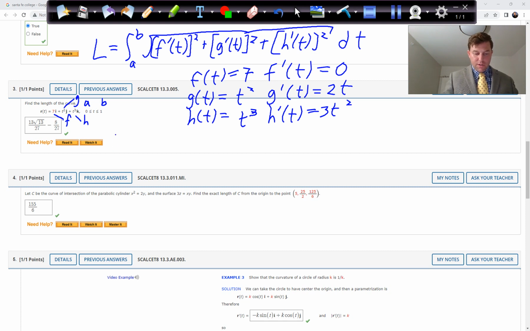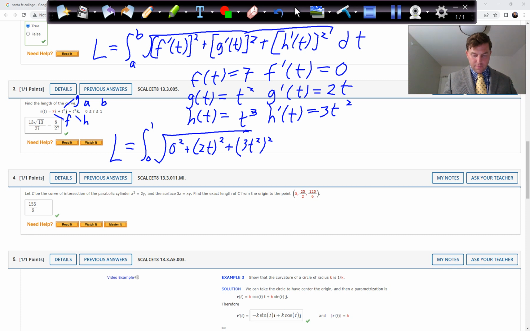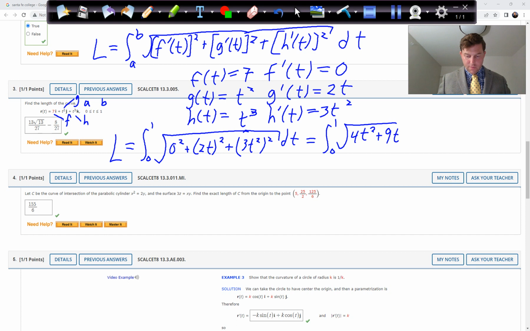Okay, so now we're going to square those things. So the length goes from 0 to 1. Square root of 0 squared plus 2t squared plus 3t squared squared. This is going to equal the antiderivative from 0 to 1 of the square root. 0 squared goes away. You're going to get 4t squared plus 9t to the 4th.